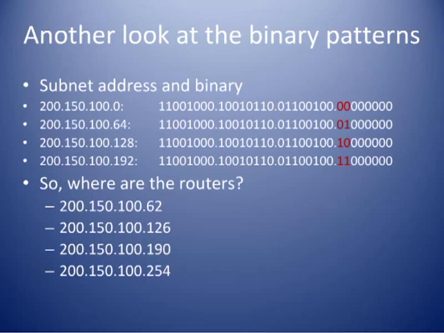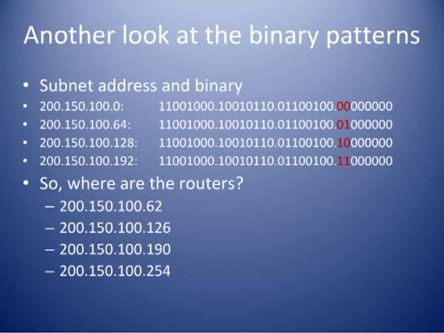Now, the broadcast address at the .0 subnet is actually .63. So if you were looking for 255s and you're subnetting, the only one that will have 255 as a broadcast address will be that last subnet, .192. .128 will actually have a broadcast address of .191. And .64 will have a broadcast address of .127. And that's really, really critical.